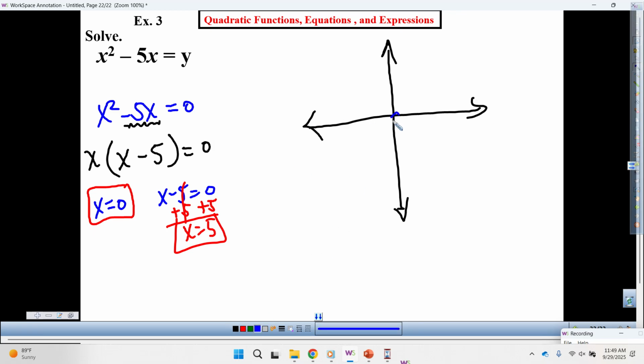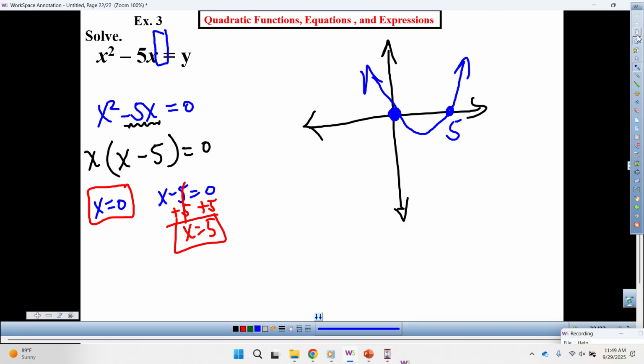x is 0. x is 5. Now, question, look up. Does this have a number at the end by itself? That means it's going to cross at what? At 0. Let's go.